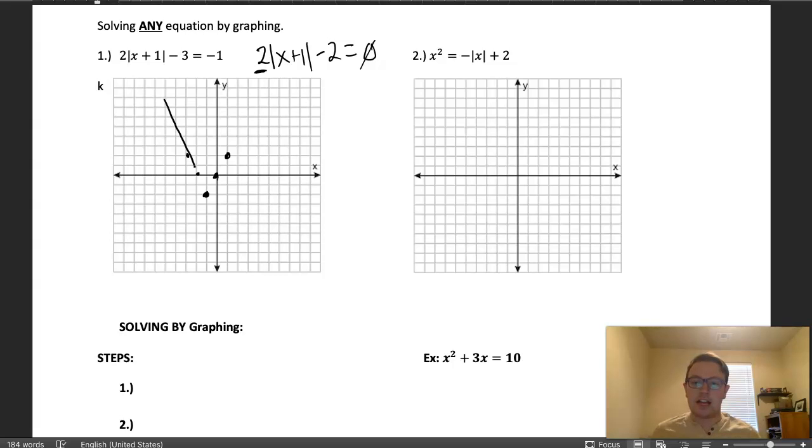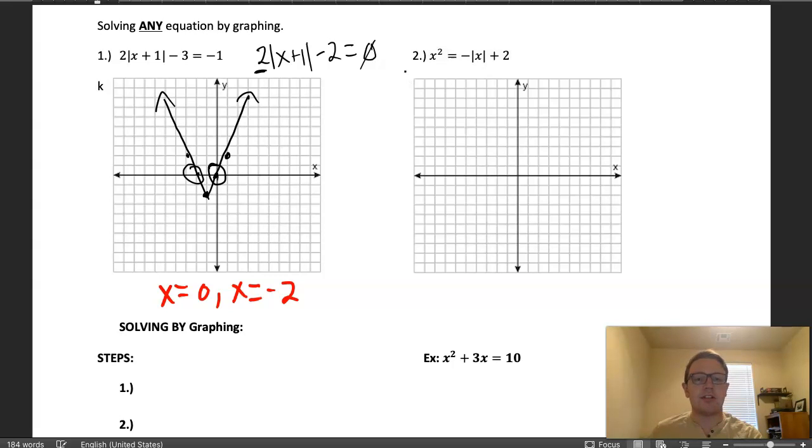Now the question we have to ask ourselves is this is supposed to be equal to 0. So where's this graph equal to 0? Well, it looks like right at those 2 points. So our solution will be where the line crosses 0, or the x-axis. For this, it looks like that's going to be x is equal to 0 and x is equal to minus 2. So that's one way we can solve by graphing: we set one side equal to 0, we graph, and then we figure out where it crosses the x-axis.